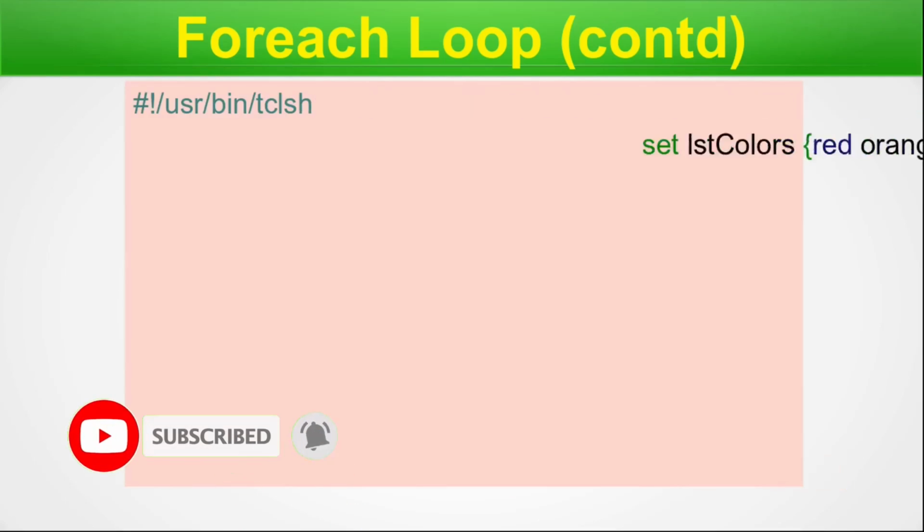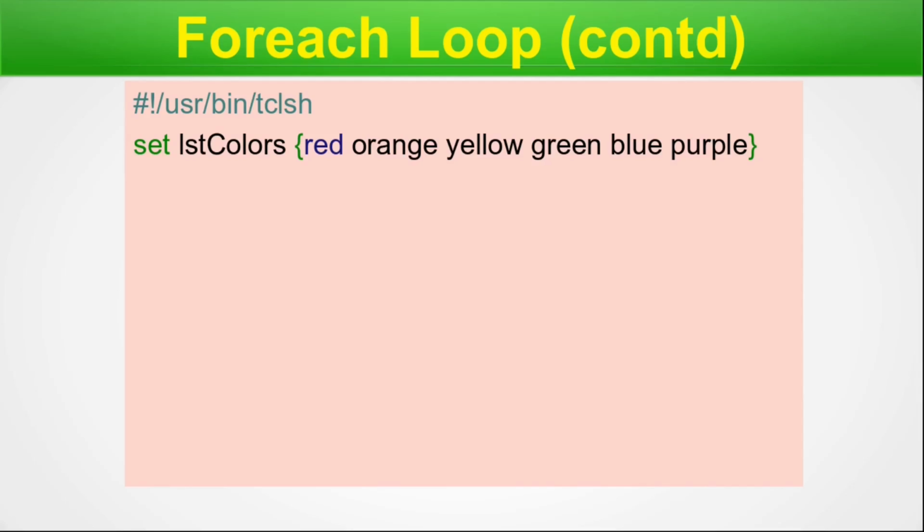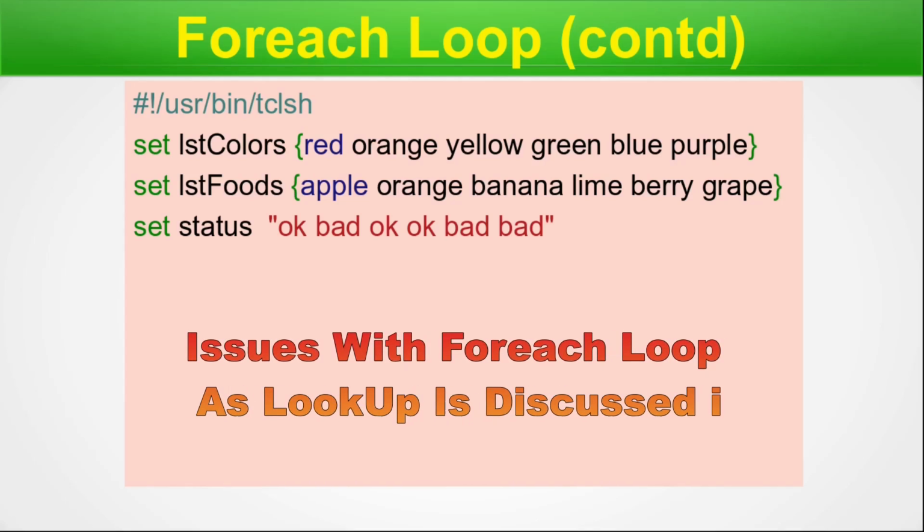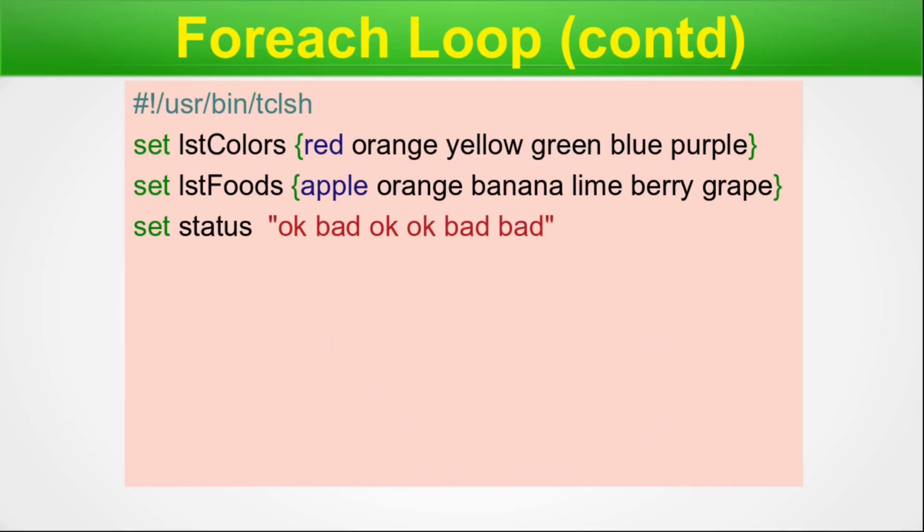So we start our script here, and here what I am doing, I am making a list of colors, and then making a list of foods and their map. If you see, apple is red, orange is yellow, banana is green, lime is blue, blueberry is purple, grape. Okay, so these are the maps. And I make a third list with the status. So okay, bad, okay, bad, bad. So this you can see, when I relate them, it becomes a lookup table. The intent of this particular example is to familiarize you with how you can use a lookup table. You may need it some time.